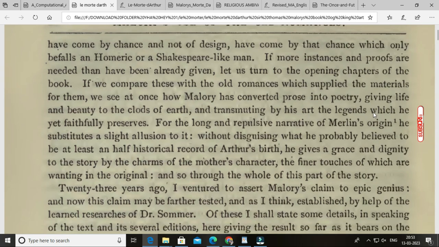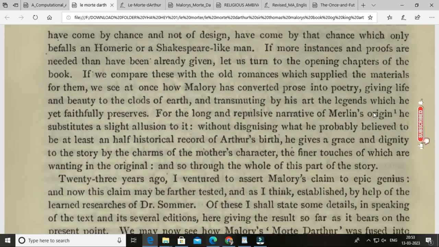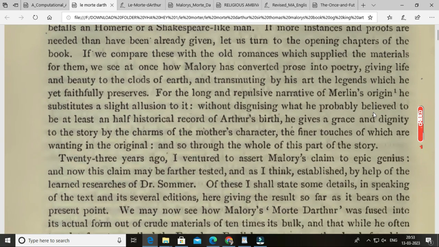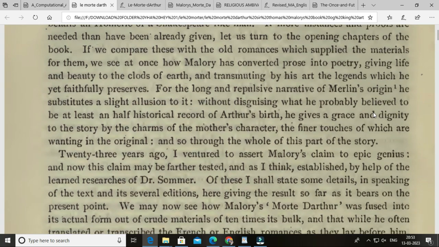If we compare these with the old romances which supplied the materials for them, we see at once how Malory has converted prose into poetry, giving life and beauty to the clods of the earth and transmuting by his art the legends, which yet he faithfully preserved. For the long and repulsive narratives of Merlin's origin, he substitutes a slight allusion to it, without disguising what he probably believed to be at least in half a historical record of Arthur's birth.